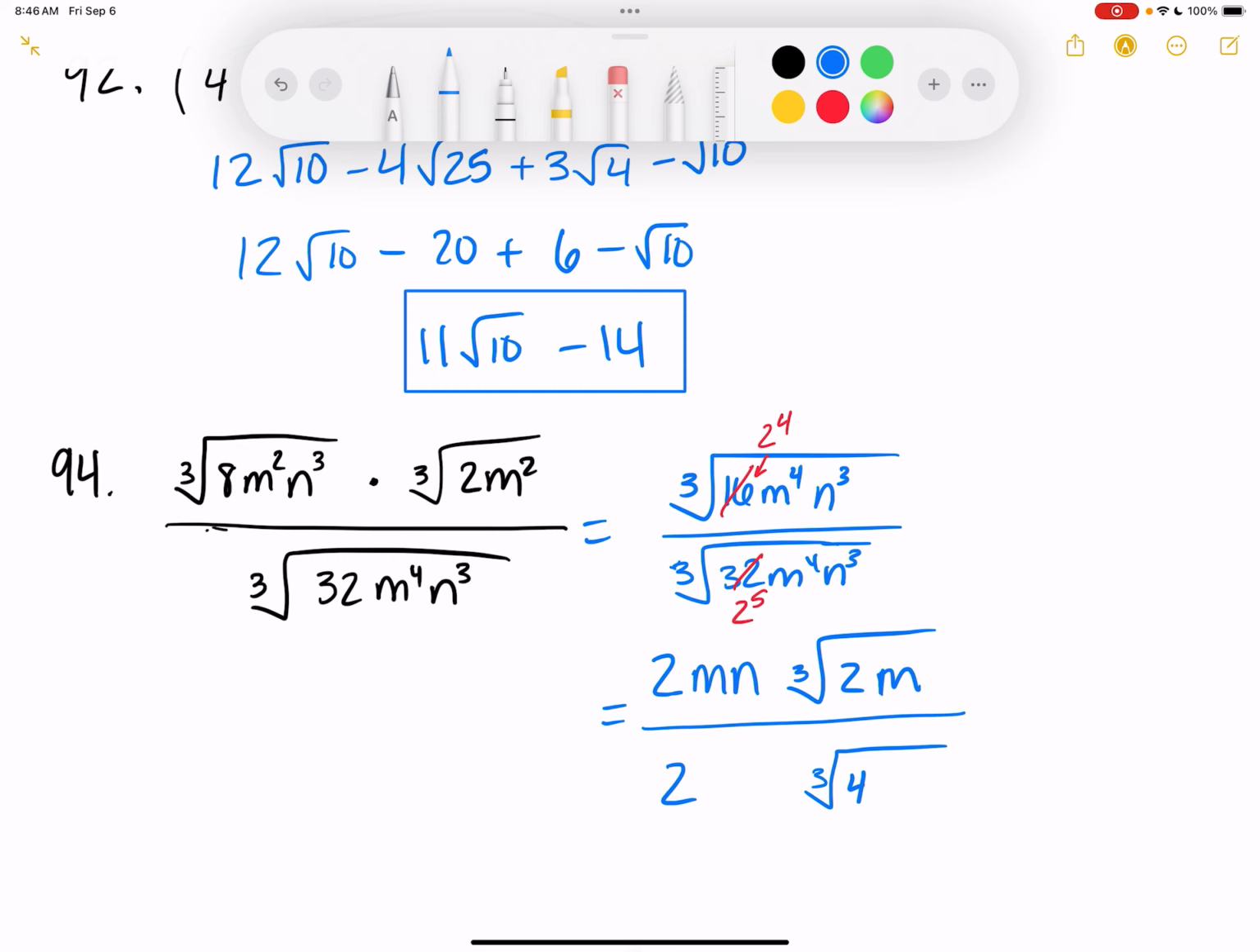Now what about the m's? I know you were saying that. Take out an m, and what am I left with? M, and what about the n's? Take them all out, so n, and nothing left inside. Now what do I do? Cancel. So 2's go away, m's go away, n's go away. So I have the cube root of 2m over the cube root of 4m.